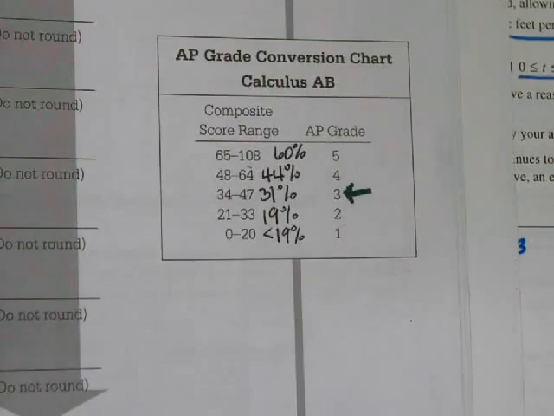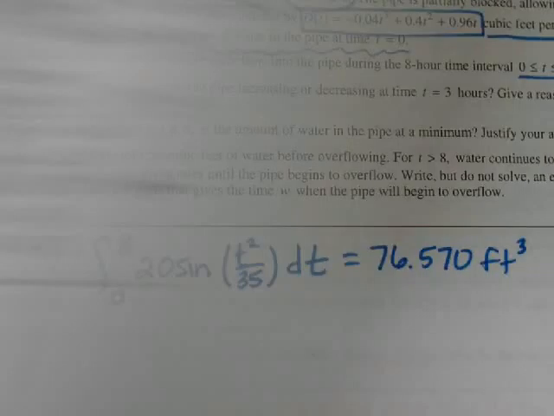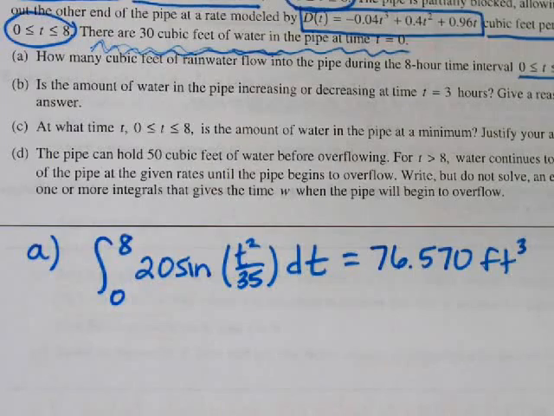Wait, how many free response questions are there? There's 6. If you got all of the multiple choice right, you'd have 54 points, which would be like a 4 or a 5. And if you got none of the free response right, 54 points would be... I'm just asking theoretically. Yeah, I know what you're saying.